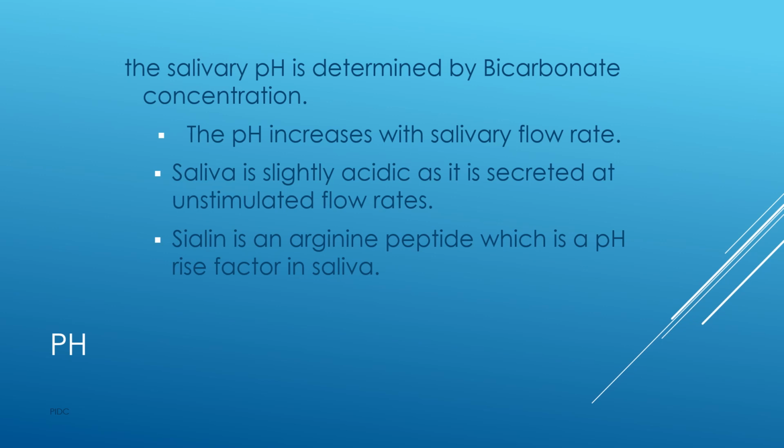Saliva pH. The salivary pH is determined by bicarbonate concentration. The pH increases with salivary flow rate. What does that mean? Saliva is slightly acidic as it is secreted at unstimulated flow rates, and sialin is an arginine peptide which is a pH rise factor in saliva.